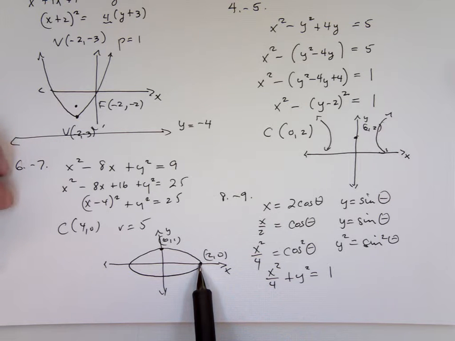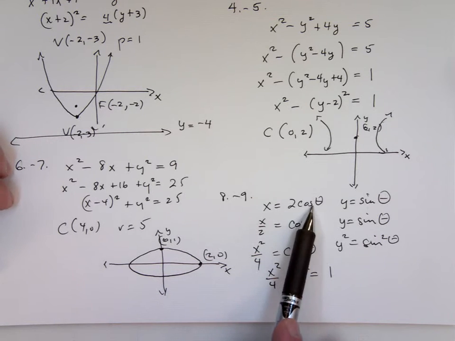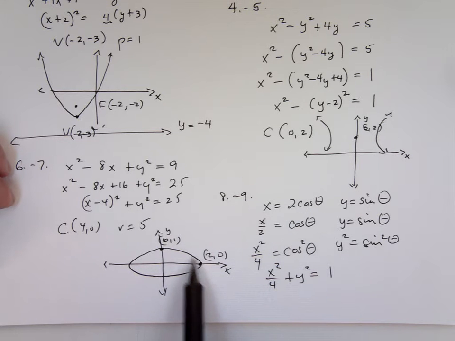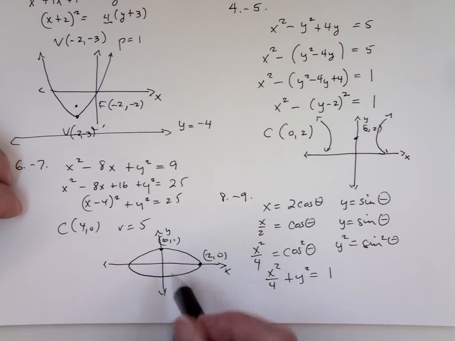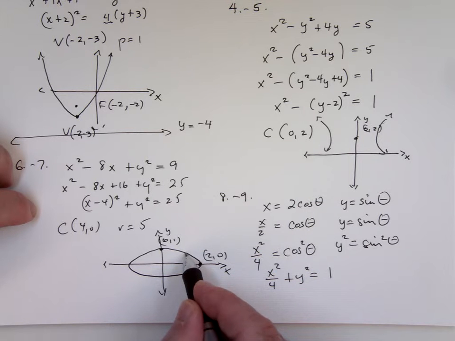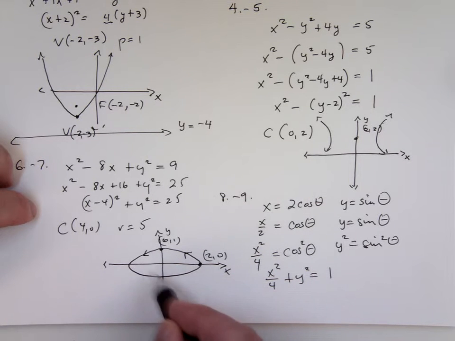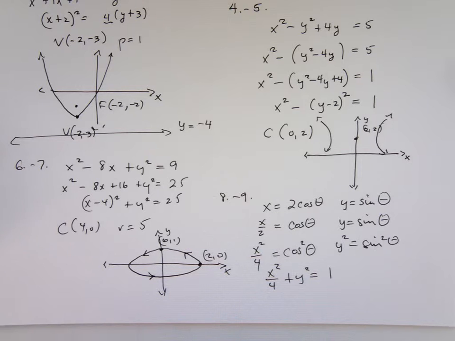Increase theta. When you increase theta, cosine decreases. So the x will decrease. Move to the left. What happens to the sine as you increase theta? The sine will increase. So the y will increase. So it's going to go from here up this direction. Okay? And that is counterclockwise. So the answer to 8 is counterclockwise.